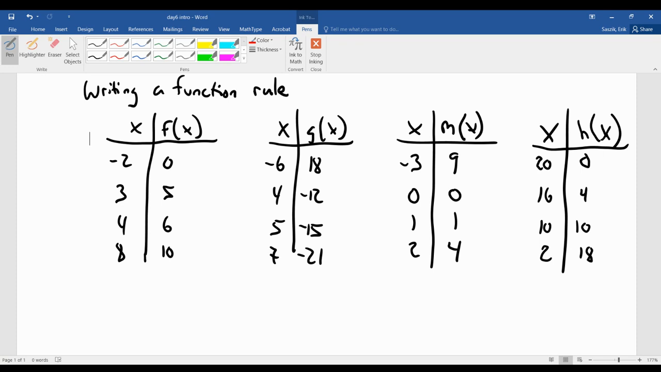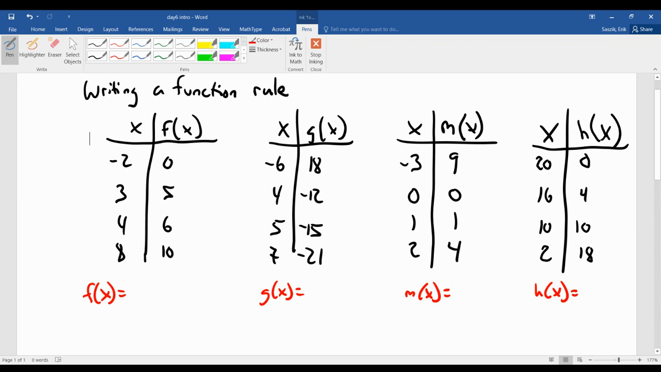And then if none of those four work, you want to consider thinking about absolute value, thinking about exponents, stuff like that. So take a look. The first thing I think about when I write a function rule, it's always going to be the second column equals. It's always going to be that. And then you want to figure out what do you have to do to the X to get to this.